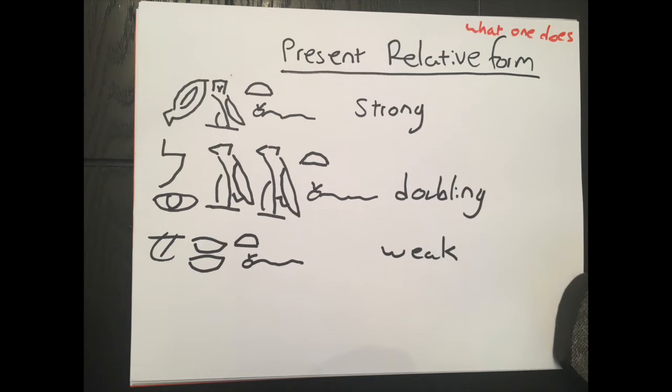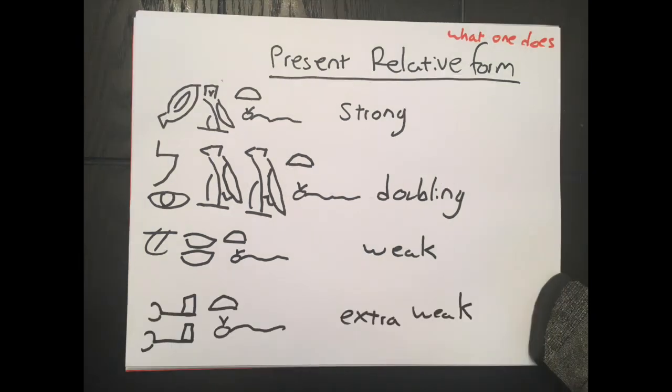It could be the folded cloth for she. Now we have weak, doubling again, doubling our consonant with a T at the end and our pronoun. And then extra weak, again, doubling our consonant, adding a T, and then going into your pronoun.